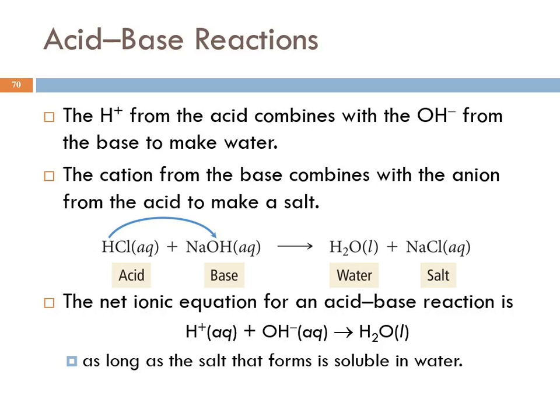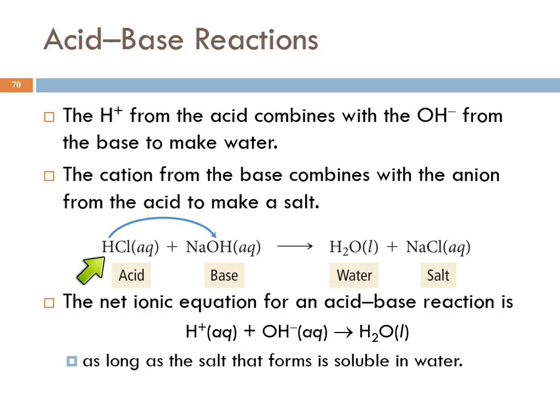So what happens in these neutralization reactions is that the hydrogen ion that gets released from the acid combines with the hydroxide ion released from the base, and that makes water. And then the cation that's left over from the base and the anion left from the acid combine to make a salt. Now, when a chemist says salt, it's not always sodium chloride. Salt is a generic term for an ionic compound. So any ionic compound is technically salt.